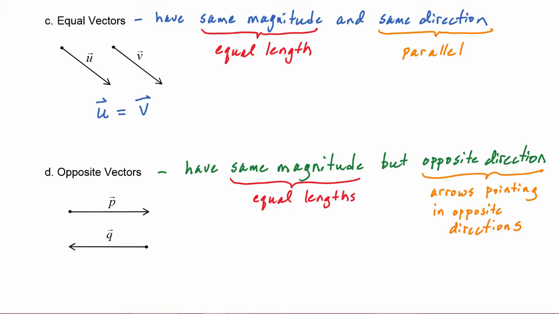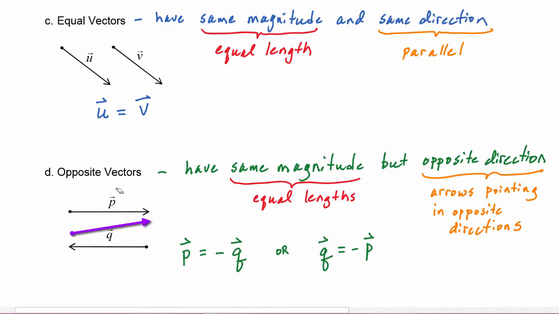And much like we do with numbers, we can use a negative sign. So in this picture, we could say that vector p is the opposite of vector q, or we could say that vector q is the opposite of vector p. Either one of these statements says the same thing. The vectors are equal in magnitude, but opposite in direction.